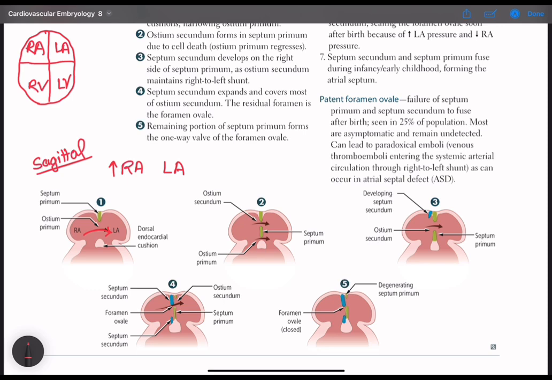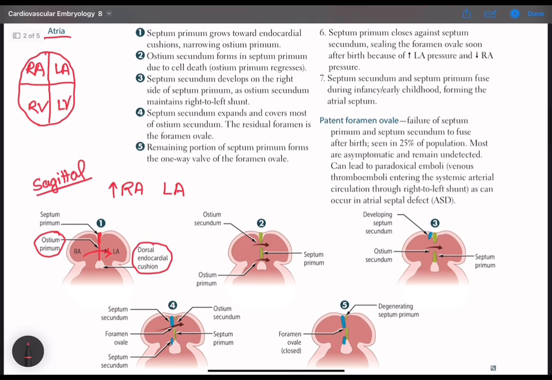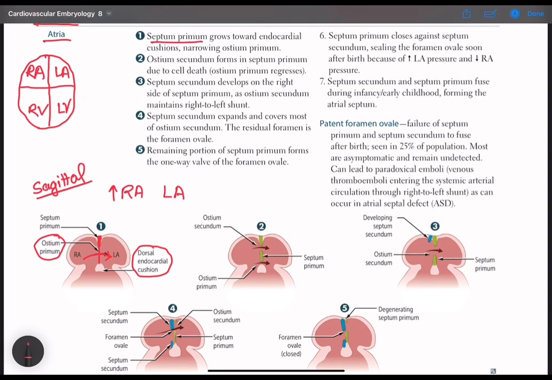We have an opening, or this connection is known as ostium primum. Ostium simply refers to an opening. So this is ostium primum. So in atrial septation, first step is the formation of septum. A septum known as septum primum starts to grow. It starts to grow and grows toward endocardial cushion, dorsal endocardial cushion. So at first step, septum primum grows toward endocardial cushion, thus narrowing ostium primum. It finally reaches dorsal endocardial cushion.